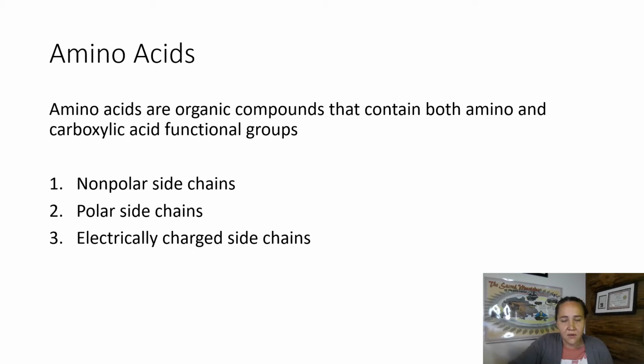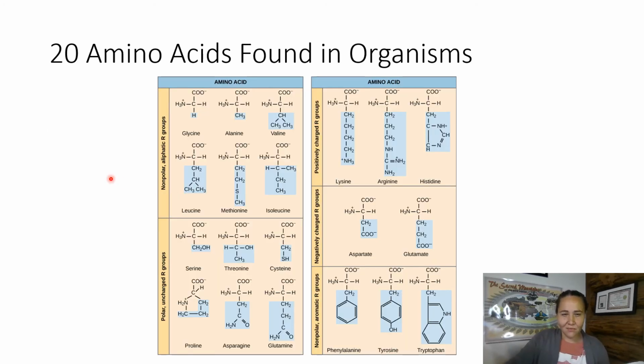There are three categories of amino acids. There are the nonpolar side chains, the polar side chains, and the electrically charged side chains. I have here an example of a table that shows 20 amino acids found in organisms. There's an example of this table in your textbook. These tables will divide the amino acids up into the characteristics that make their R groups different.